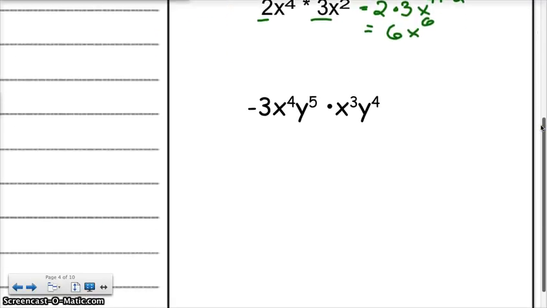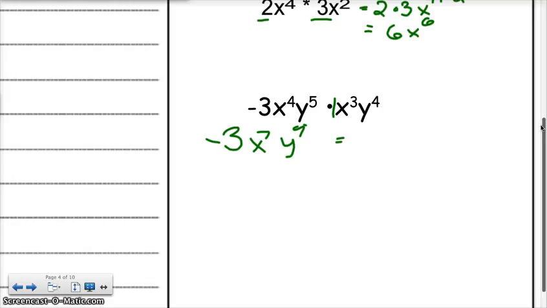Negative 3x to the 4, y to the 5th, times x cubed y to the 4th. Negative 3 times, actually there's a 1 there, right? So negative 3 times 1 is negative 3. X to the 4 plus 3, y to the 5 plus 4. That's the quick way. That's how I would do it.